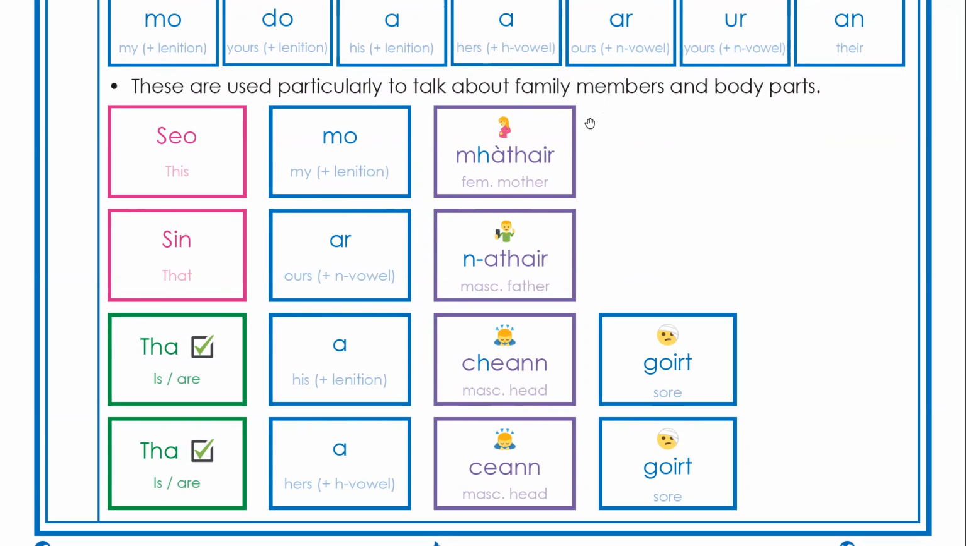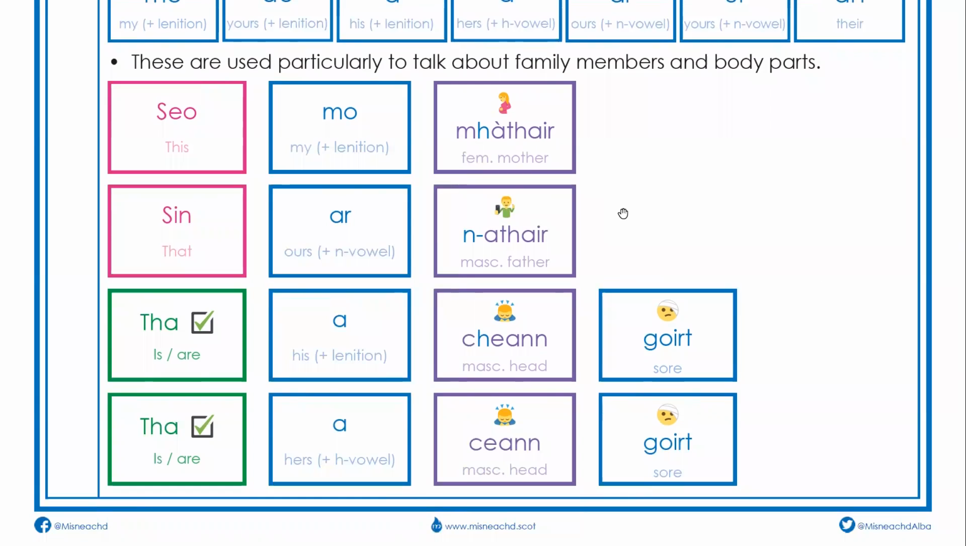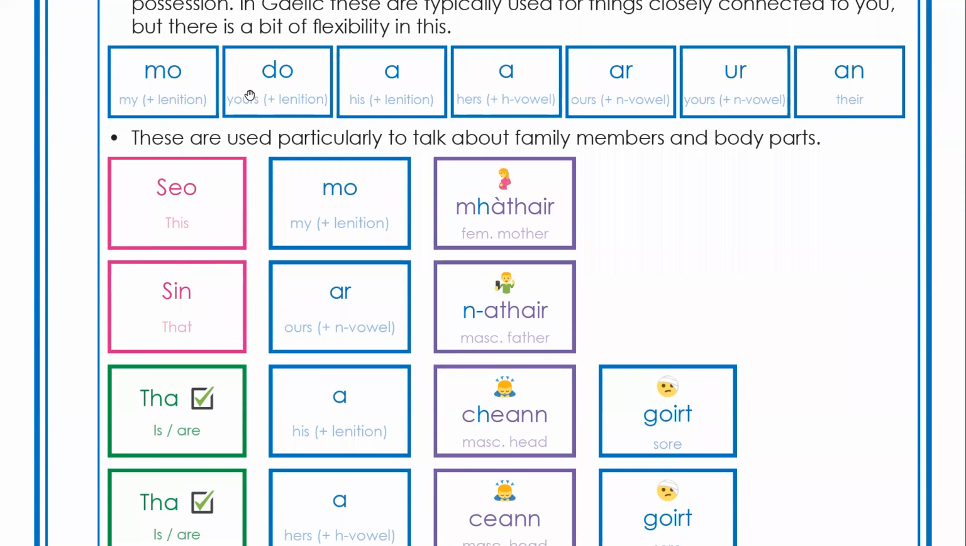So we talk about most family members using these possessive adjectives. We also talk about body parts. So tha a cheann goirt. His head is sore, with the masculine "a". Tha a ceann goirt, unlenited. Her head is sore. So you'll see that in the note below these.